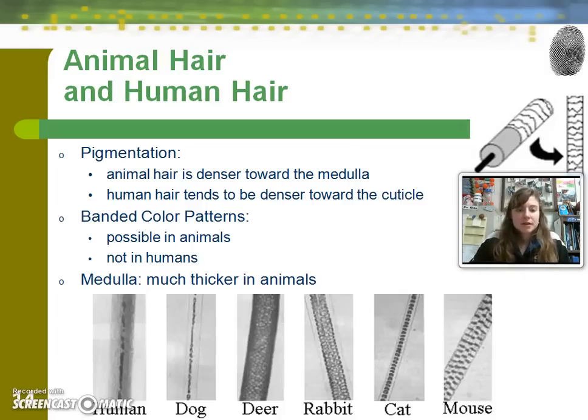So the pigmentation of an animal hair is denser toward the medulla. In fact, the medulla is much thicker in animals in general than humans. And so as you see here, the human hair with the medulla pretty narrow in the middle, and then ranging from all of these different kinds of shapes and patterns of different mammals even.